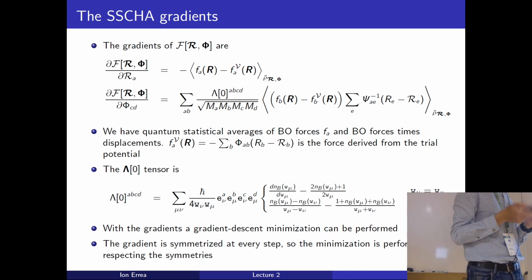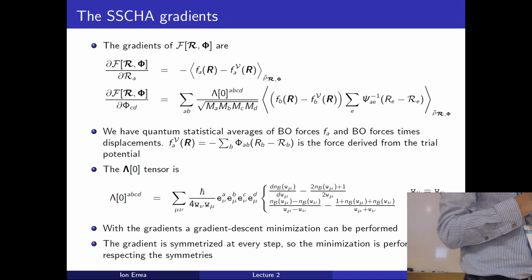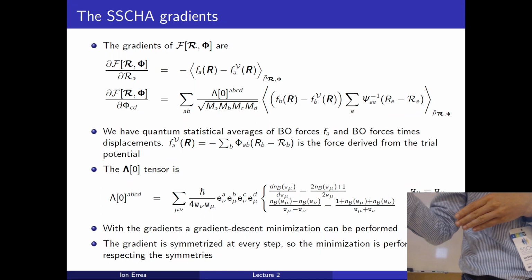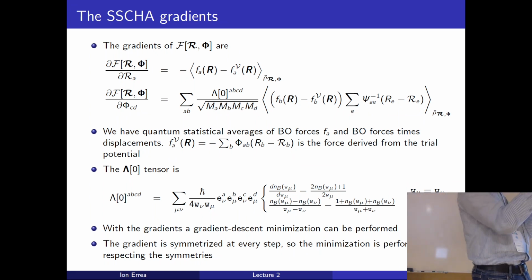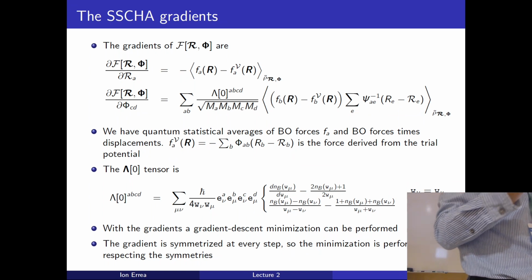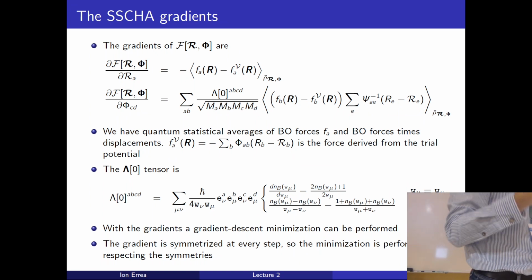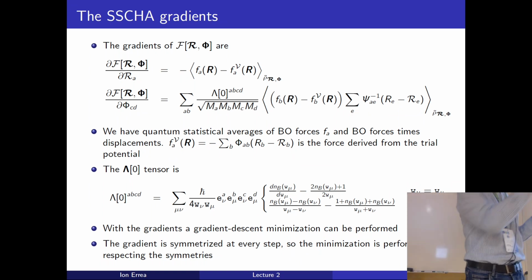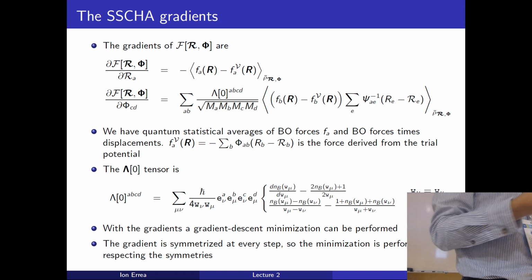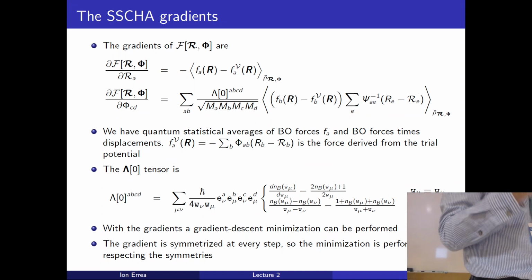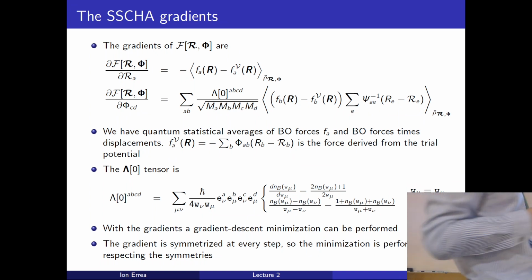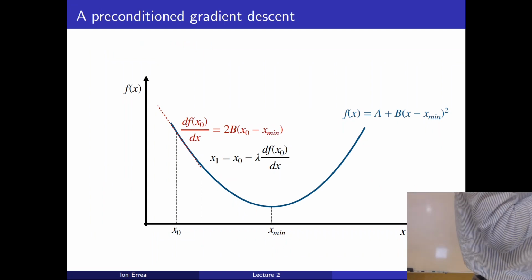And one thing that I need to say is that we always use symmetries in the SSCHA. Well, you can choose not to use symmetries, but we use symmetries. And at each step in this minimization trajectory, we symmetrize these gradients with the symmetries of the crystal, right? And therefore, this is very advantageous for us. So the minimization is much simpler and converges much faster if we have more symmetries, okay? So symmetries are good, they are helping you, okay? So we use a preconditioned gradient descent.